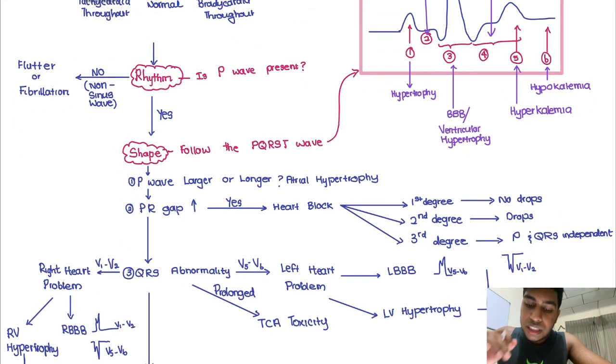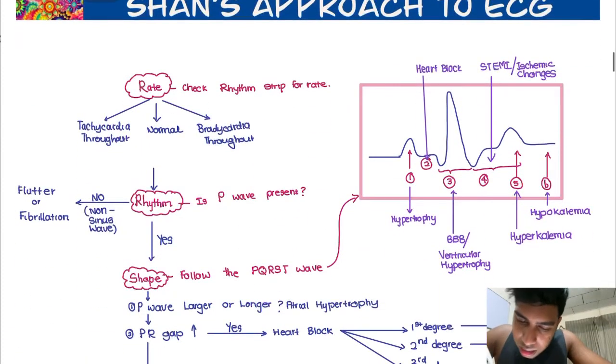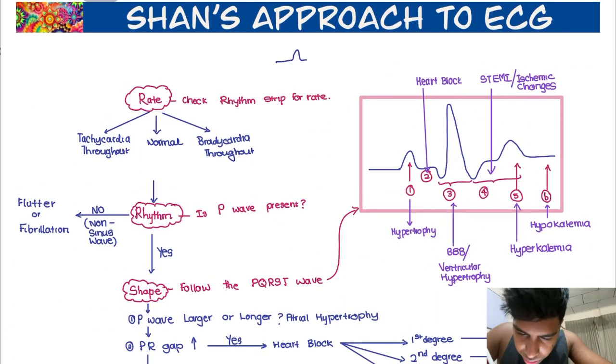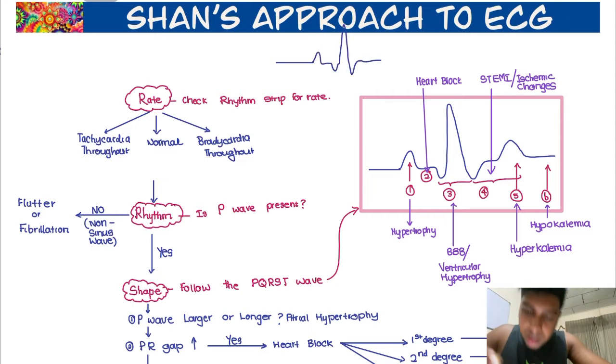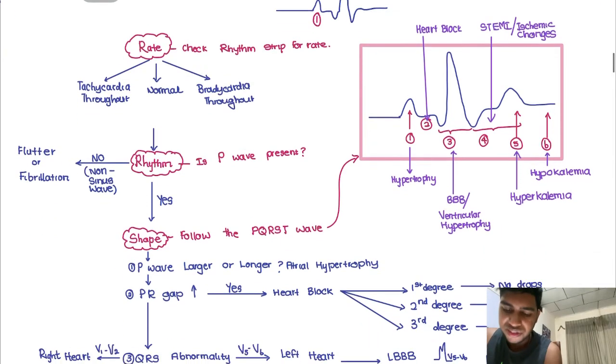Next, you must follow the shape. If both of those are normal, you follow the shape. What does that mean? You follow the ECG, use your fingers and just follow each wave. So if there are any changes, let's say the P wave is enlarged, or it has a hump appearance, it is due to an atrial problem. Usually it's due to hypertrophy.